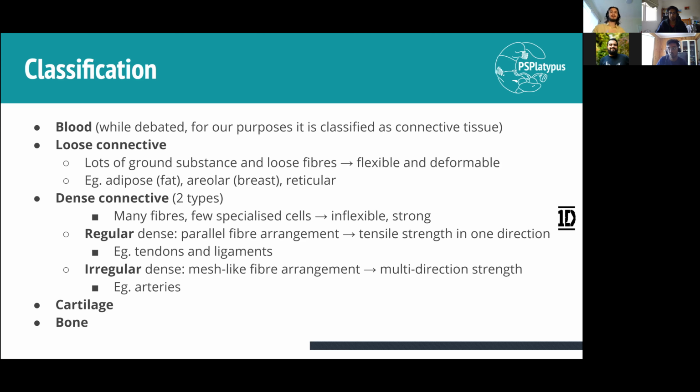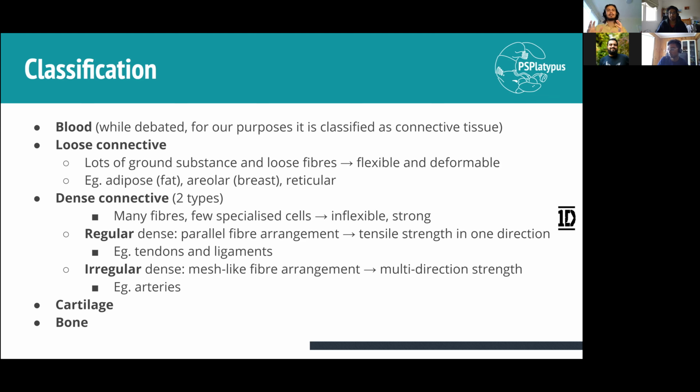So you can imagine in our tendons and ligaments, where we're using muscles to move our bones around, we need to have those really strong connections so that those tendons and ligaments don't break, but instead transfer the force from muscle to muscle or muscle to bone.